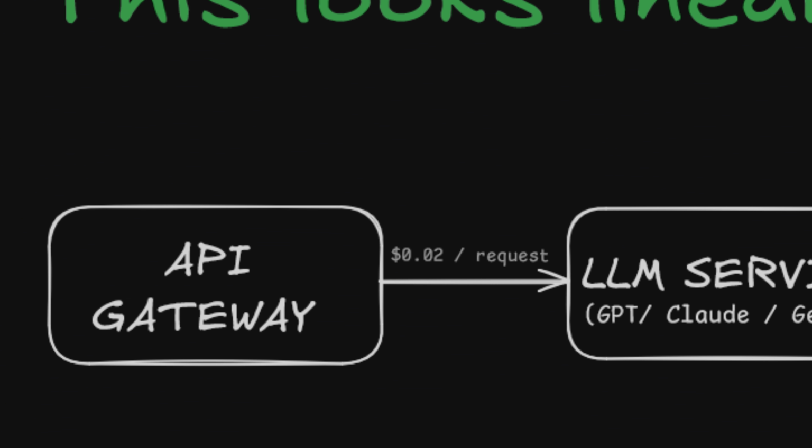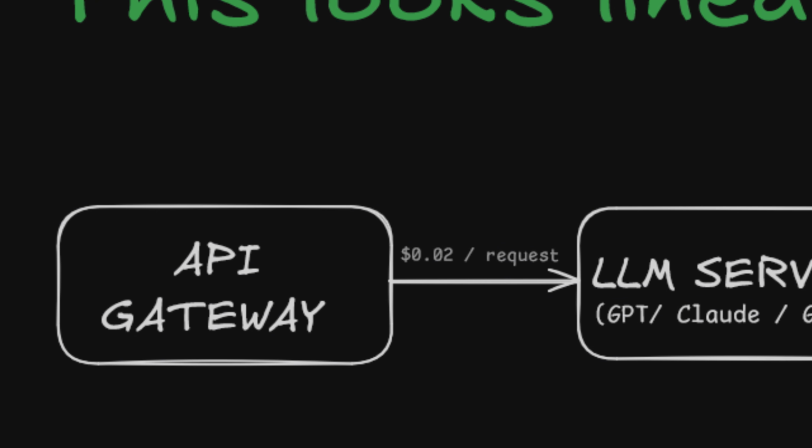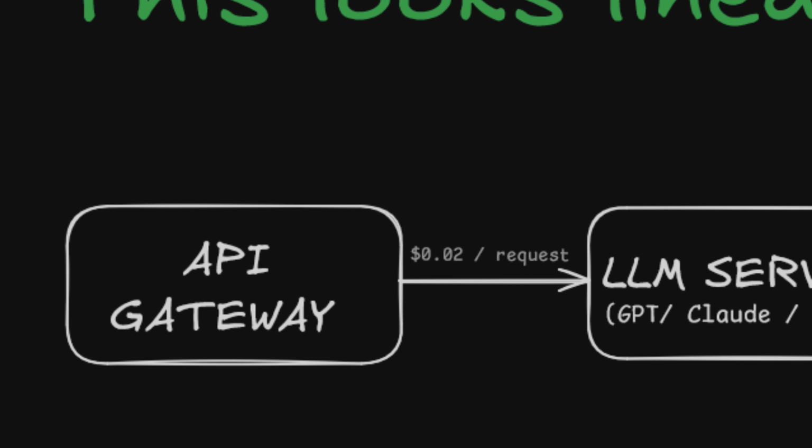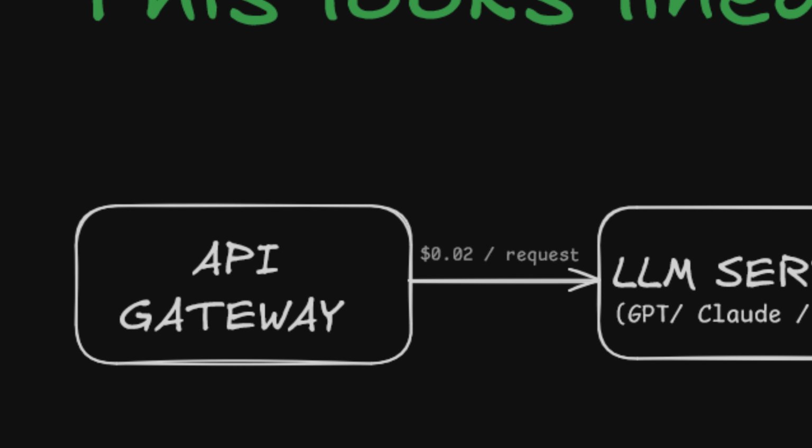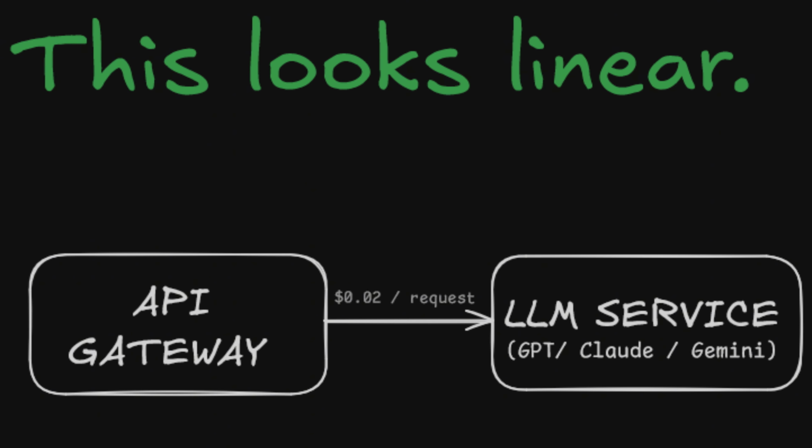And the API gateway is where those decisions live. It doesn't just forward traffic, it reacts to it. Once you introduce decisions, you no longer have a pipeline. You have a control loop, and control loops don't scale linearly.